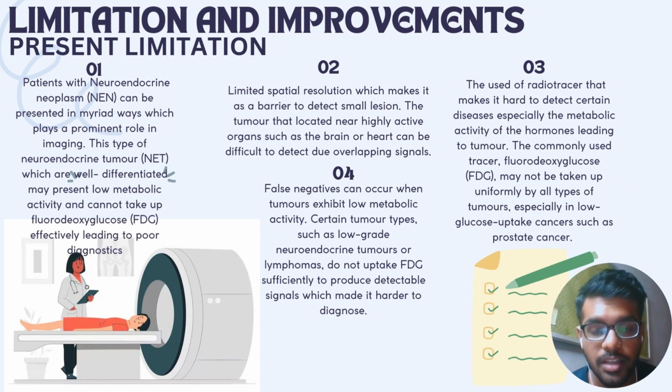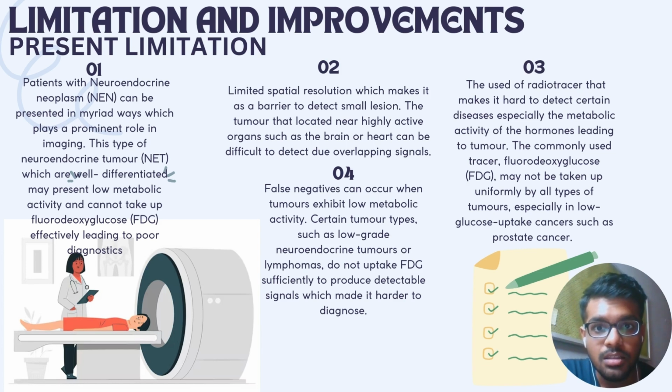So the first limitation of the PET scan is that patients with neuroendocrine neoplasm can present in myriad ways. This type of neuroendocrine tumor, which is well differentiated, may present low metabolic activity and cannot take up fluorodeoxyglucose, also known as FDG. And the second limitation is low resolution, which makes it a barrier to detecting small lesions.